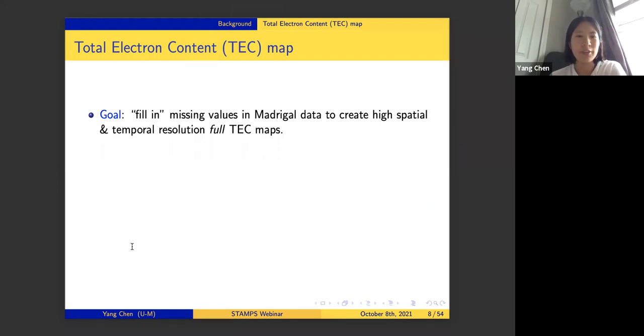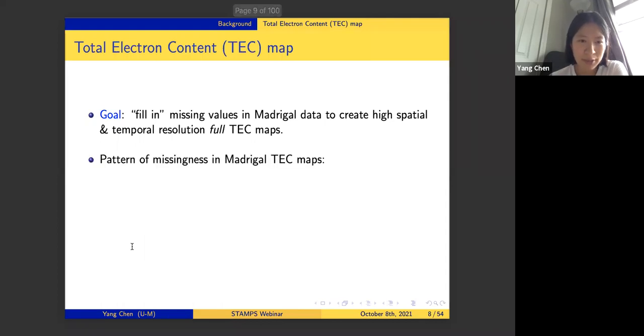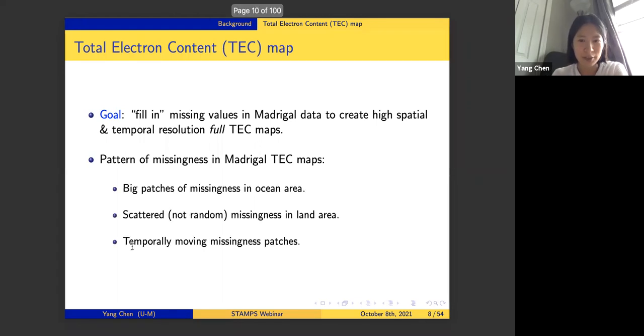Our goal is to fill in the missing values in the Madrigal dataset to create high resolution TEC maps. And the patterns of missingness in the Madrigal TEC maps database are quite interesting to me. That's why I got started working on this project. First of all, we have big patches of missingness in the ocean area. And we also have scattered, but not at all random, missingness in the land area.